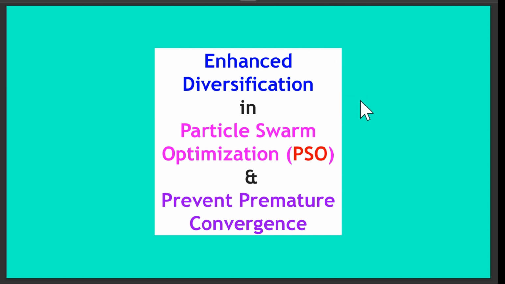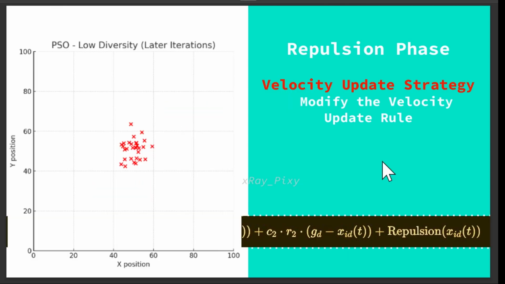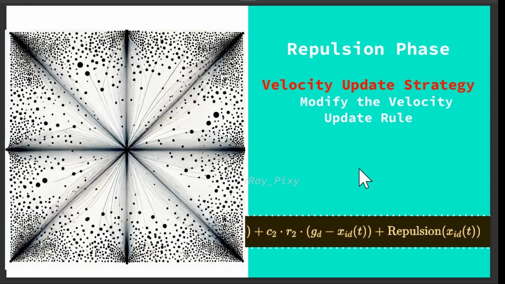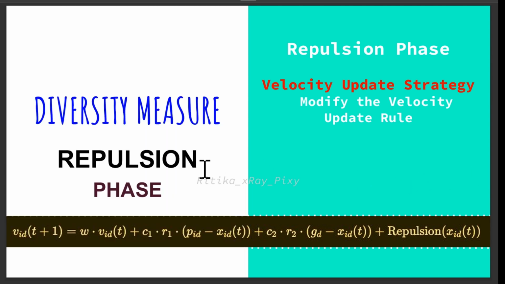Now we will discuss how we can enhance the diversification in PSO and prevent premature convergence. In many optimization problems you may see that the PSO algorithm often gets stuck in local optima, that is premature convergence. So here we will try to prevent the premature convergence in PSO and enhance the diversification in the PSO algorithm. We will implement a diversity measure along with specific strategies for the repulsion and attraction phases.